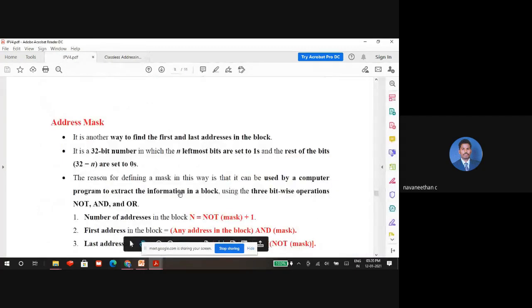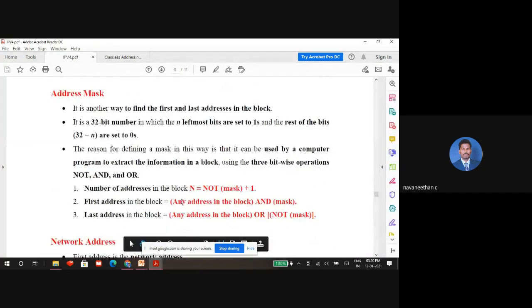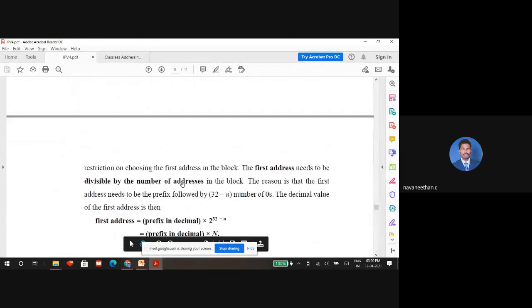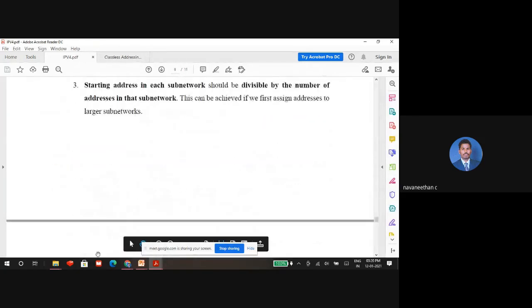That's all. And with respect to default mask, I have just given a subnetting problem. And that's all with respect to these things.